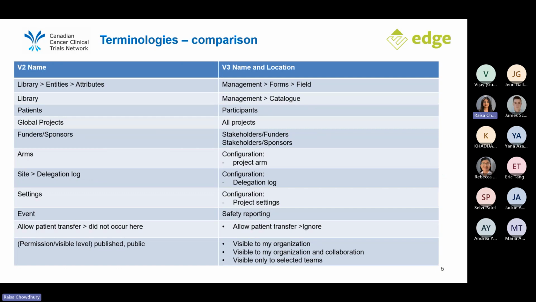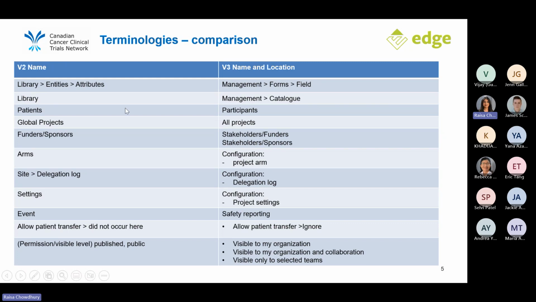Just to go over some of the terminology, because there are a lot of significant changes in the names of some tabs, but also where they've been relocated. The biggest one is the library. We don't have a library tab anymore. That's been merged with management. Usually the layout was libraries, and then we go to entities and attributes. Now it is management, forms, and fields. So some terminology changes there as well as location. And this is just referring to library now being merged with management.